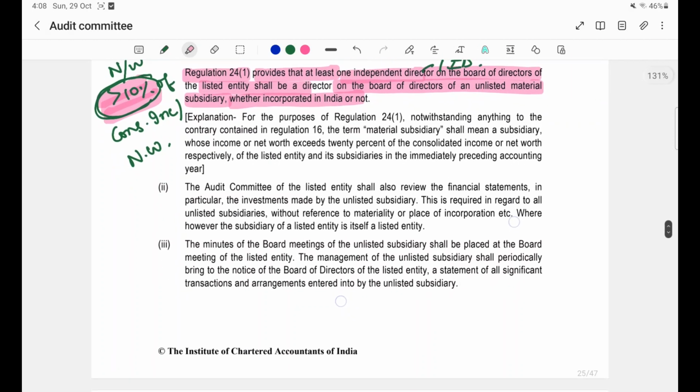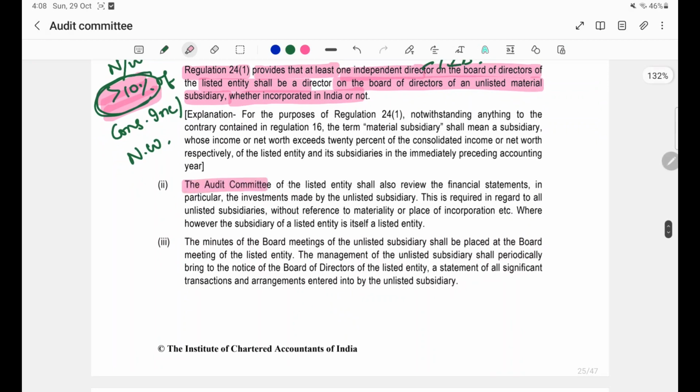Then the second point talks about the audit committee of the listed entity, which shall also review the FS, in particular the investments made by the unlisted subsidiary. So what will the audit committee of the listed entity do? It will review the financial statements of the investments made by the unlisted subsidiary.